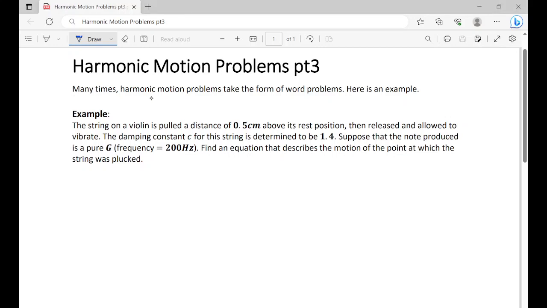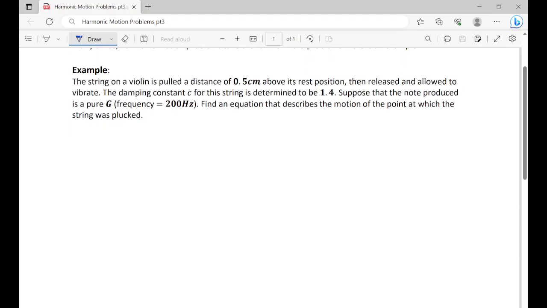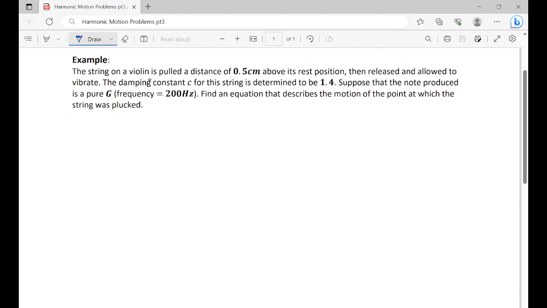Many times harmonic motion problems take the form of word problems. Here's an example. The string on a violin is pulled a distance of 0.5 centimeters above its rest position, then released and allowed to vibrate. The damping constant C for this string is determined to be 1.4. Suppose that the note produced is a pure G with a frequency of 200 Hz. Find an equation that describes the motion of the point at which the string was plucked.